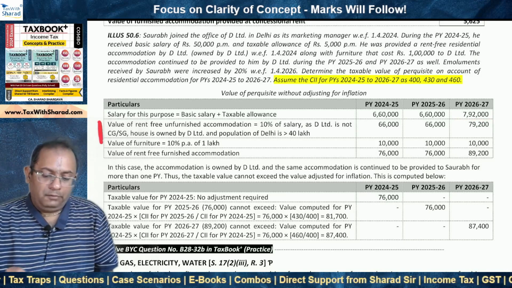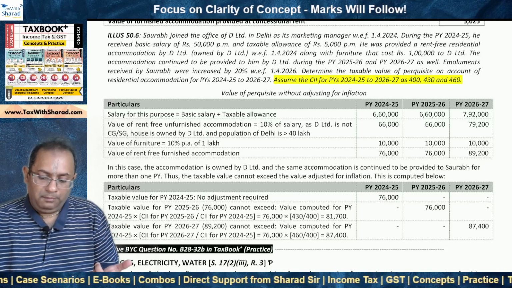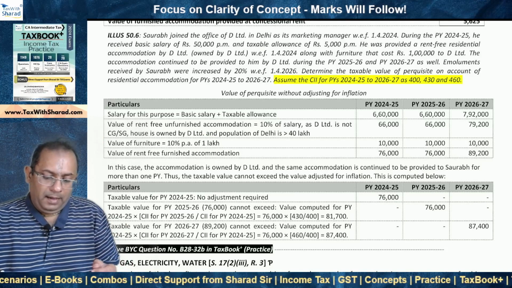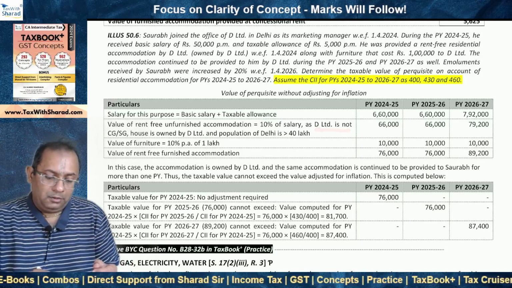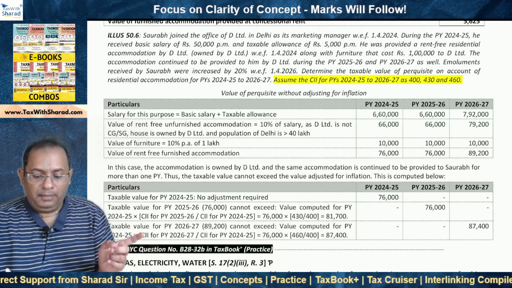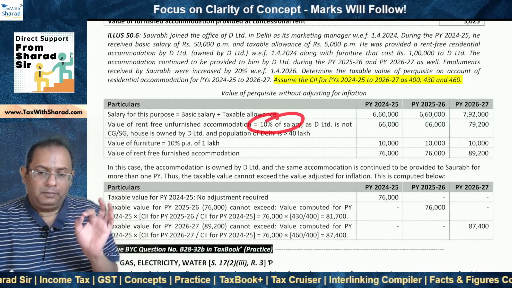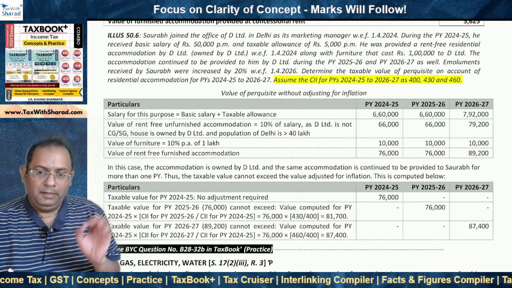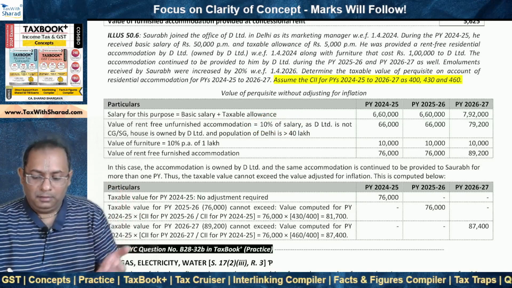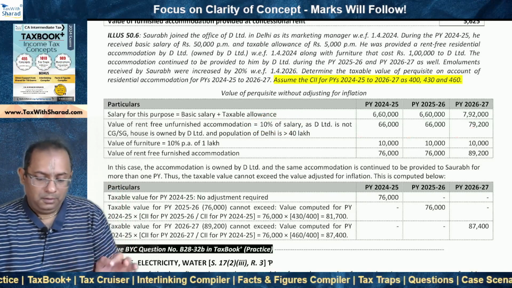Now what will be the value of rent-free furnished accommodation? The accommodation is owned by the employer, and the employer D Limited is not central government or state government, and the population of Delhi is more than 40 lakh. So basis the population, the valuation will be at the rate of 10% of salary. This will be the value of perquisite as per the normal computation. So it will be 66,000, 66,000, 79,200.